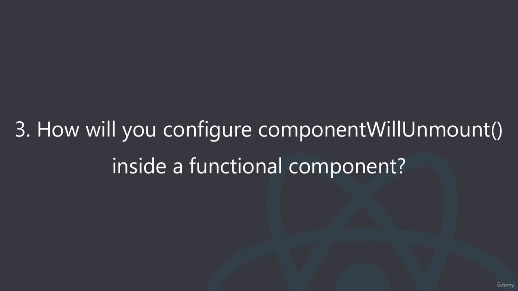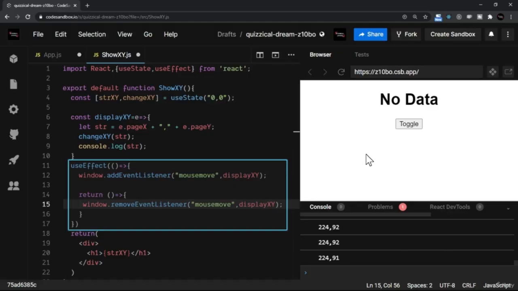And for the same answer, the question can be, how will you configure componentWillUnmount inside a functional component? So again, the answer is, if you wish to implement componentWillUnmount of a class component inside a functional component with a hook, then you have to use the useEffect with a returned function.